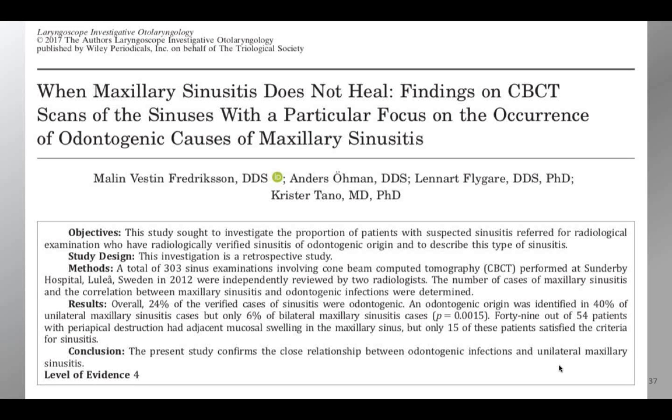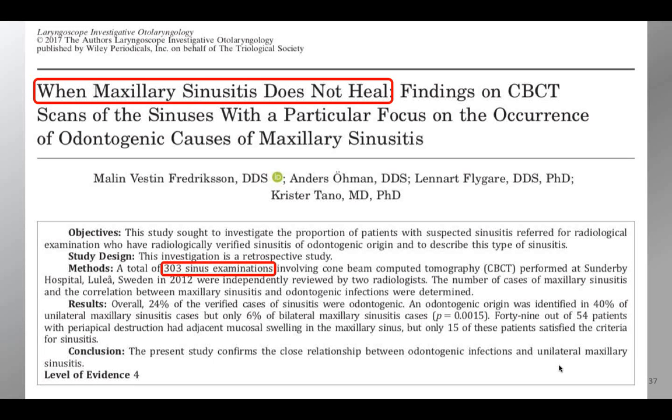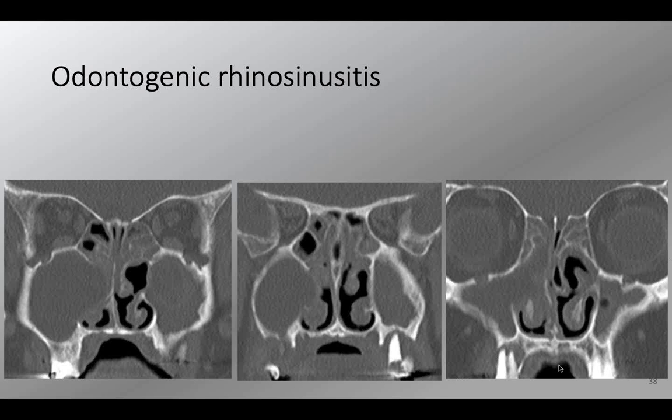This is a paper from 2017, and it says that when maxillary sinuses do not heal... So in this paper, they found of 300 sinus examinations that 40% of unilateral maxillary sinusitis was due to odontogenic infection. So it's very important, always include the teeth in the scanning volume and always look for odontogenic infection.